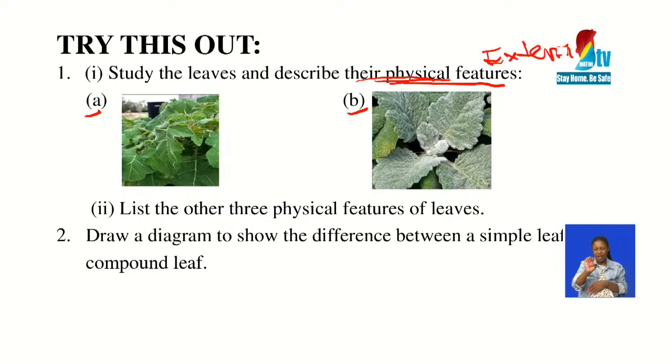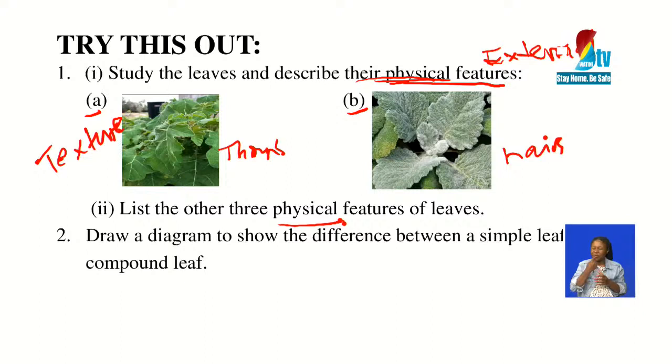So this leaf in A, it is having what? Okay, thorns. This one, it is having hairs. Which means these two leaves, we are talking about texture. That is external feature number one, texture. And list the other three external features. We're having size, number two, we are having color. And the last one, we're having, this one is texture.